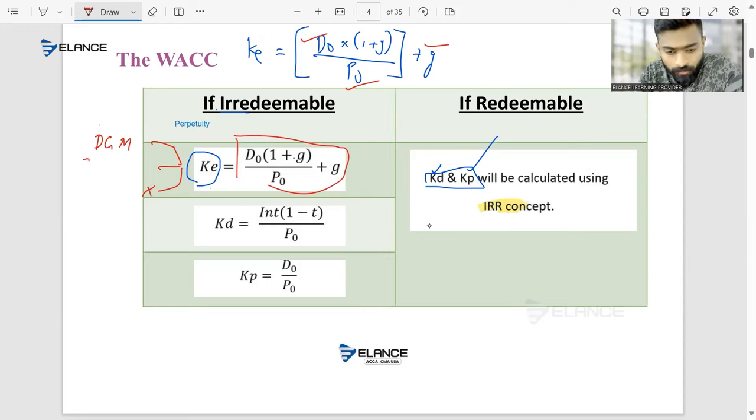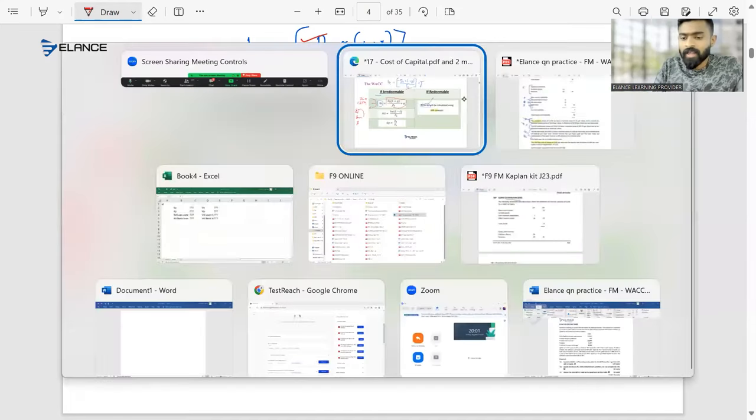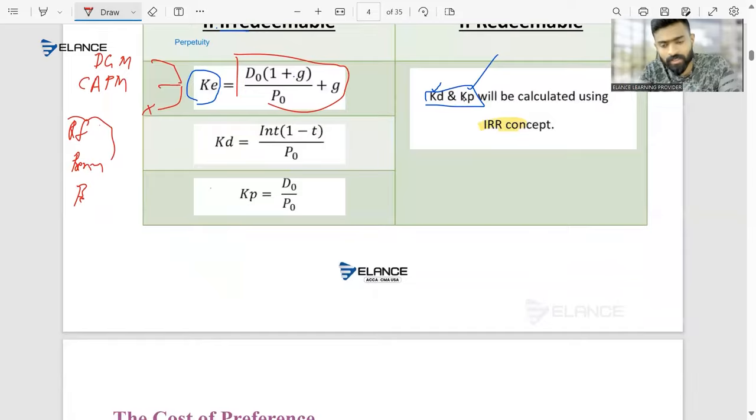Plus, we have another model. If you remember, it is CAPM, the capital asset pricing model. The examiner doesn't say which has to be used. If dividend data and growth data are given, we have to go with the dividend growth model. If risk-free rate, risk premium, and betas data are given, which method should we follow? If anyone knows, please do comment. If RF, betas, and risk premium are all given, we should go with CAPM. So here I'll write the CAPM formula.